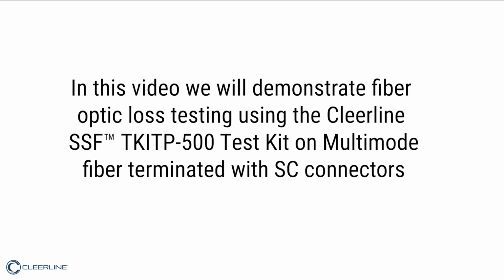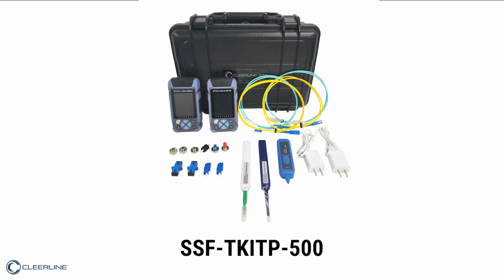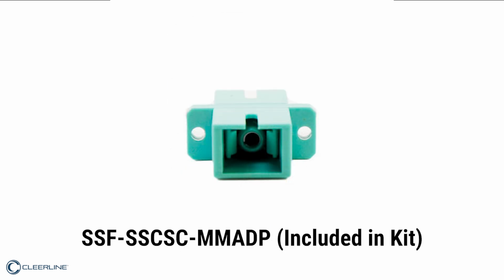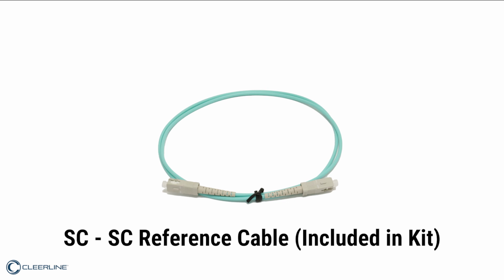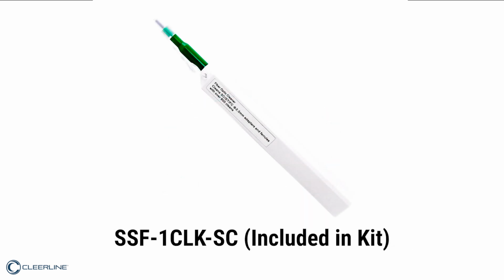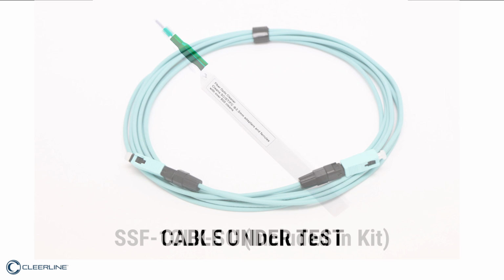In this video, we will demonstrate fiber optic loss testing using the Cleerline SSF-TKITP-500 test kit on multimode fiber terminated with SC connectors. Required equipment and materials for test: SSF-TKITP-500 with included reference cables, adapters, and cleaning supplies, SC to SC feed-through adapters, SC to SC reference cable, SC one-click cleaning tool, and cable under test.